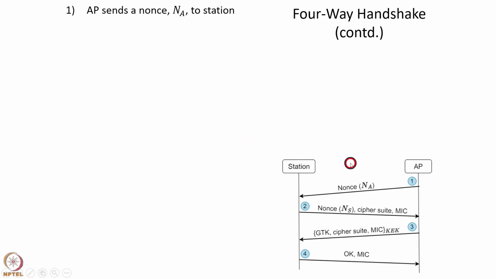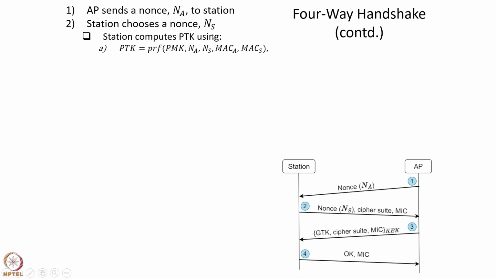So in the first step, the access point sends a nonce to the station. We denote this nonce by NA. Then in the second step, the station chooses a nonce NS, and the station sends the nonce NS along with some other information to the access point. Now at this point, the station knows the nonce of the access point, that is the nonce NA, as well as its own nonce, that is NS. Now the station has obtained enough information to calculate the PTK. The station computes the PTK using this function.